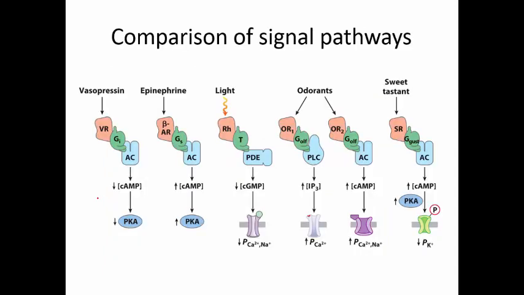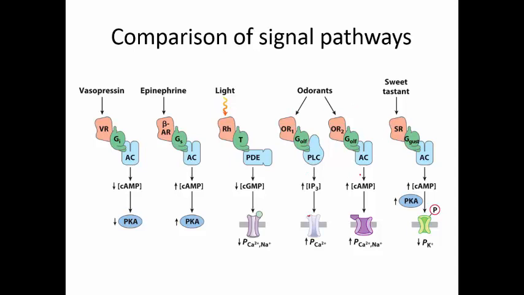All right, so this is just a comparison so that you can really see how similar all these GPCR pathways are. We didn't actually explicitly talk about vasopressin, but for epinephrine, here we have the beta-adrenergic receptor, our G protein, our adenylyl cyclase, cAMP, PKA. We have here as our site, where light hits rhodopsin. This one is probably the most different, because we have the decrease of cGMP. And then we have our odorants and our sweet taste.